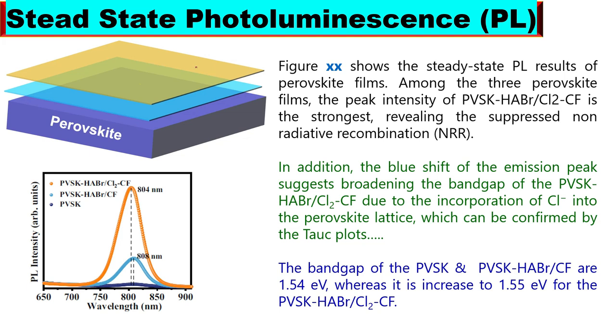How to describe, how to write about steady state photoluminescence in a research paper. Steady state PL analysis is the key characterization, and every paper must include this characterization technique. So let's get started.